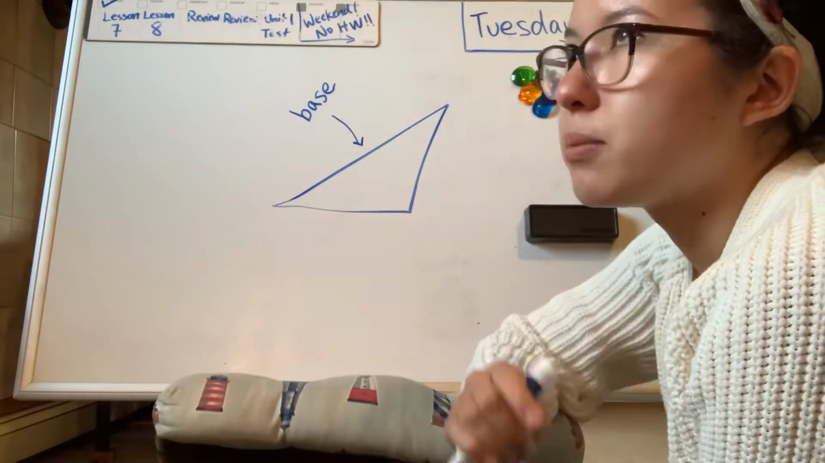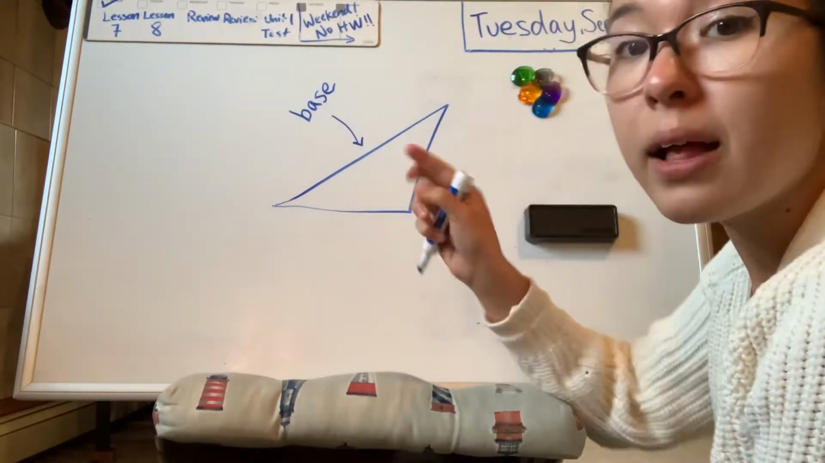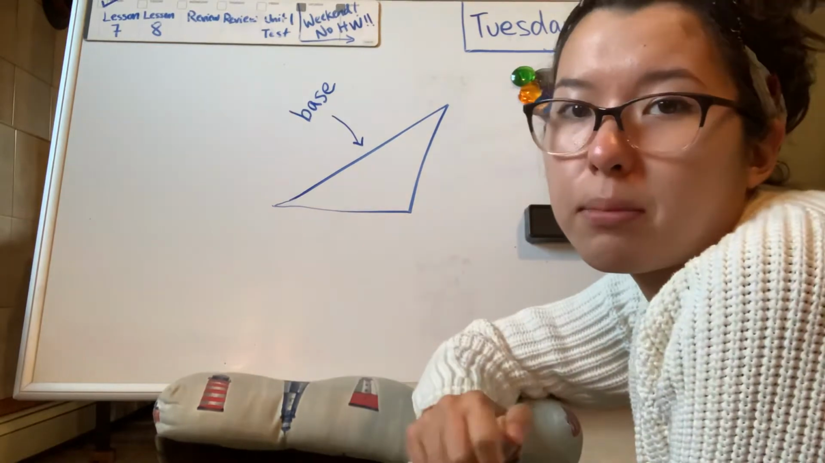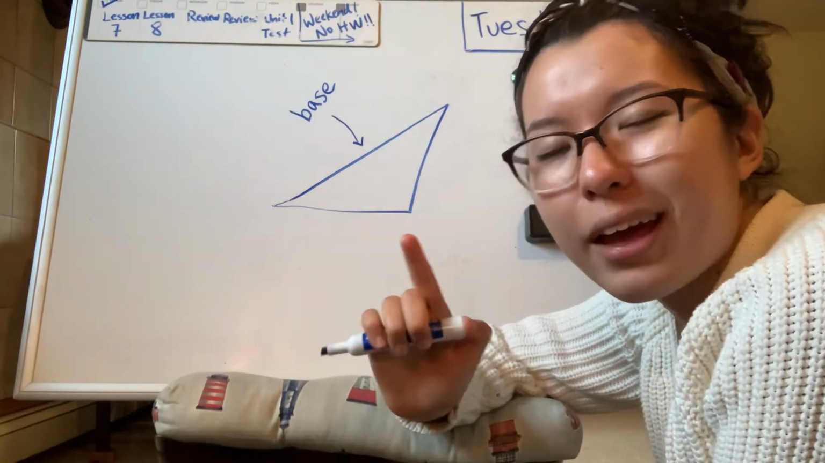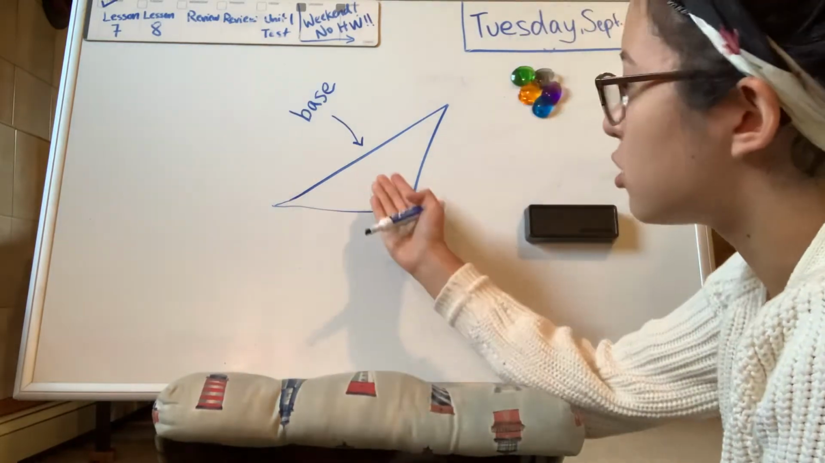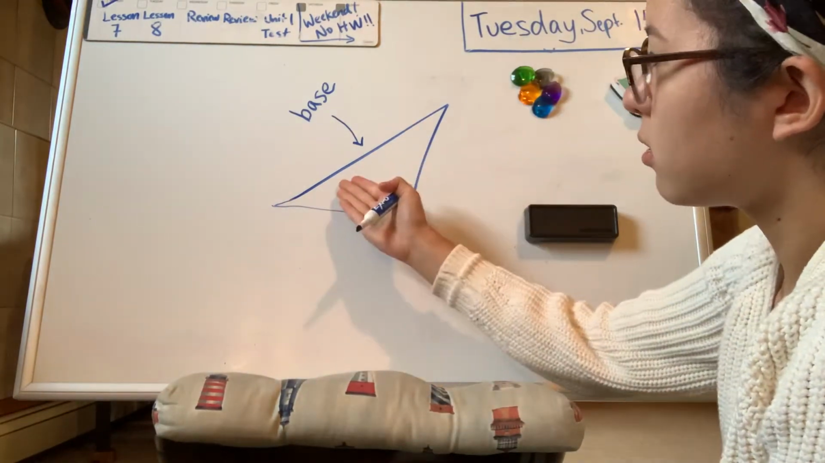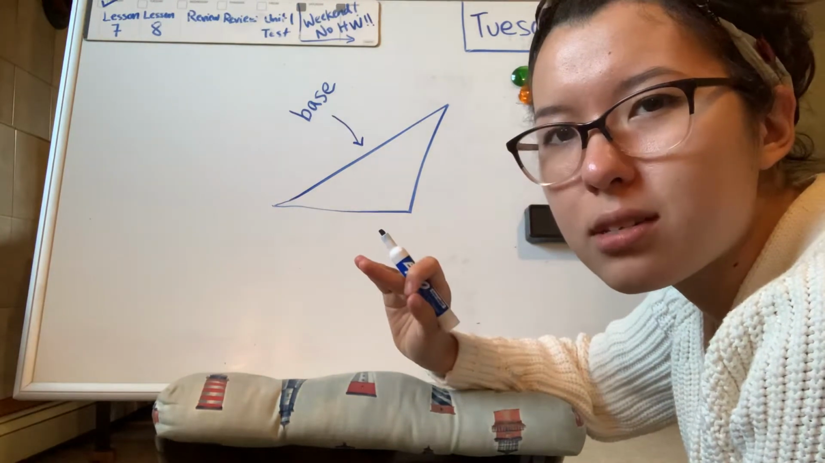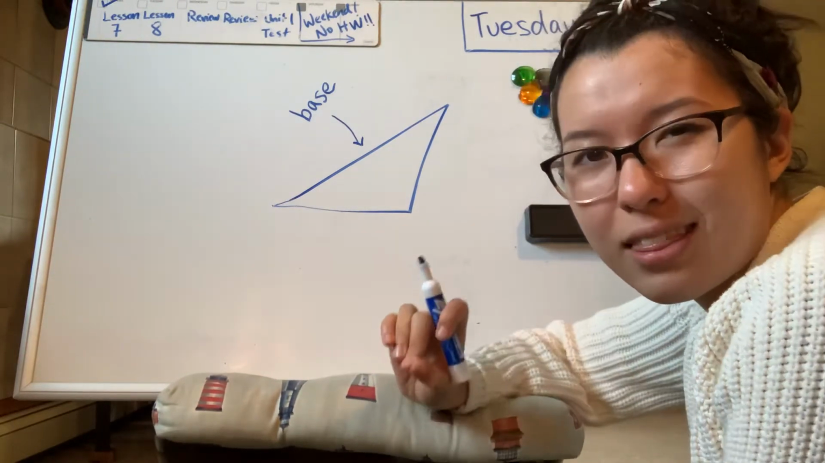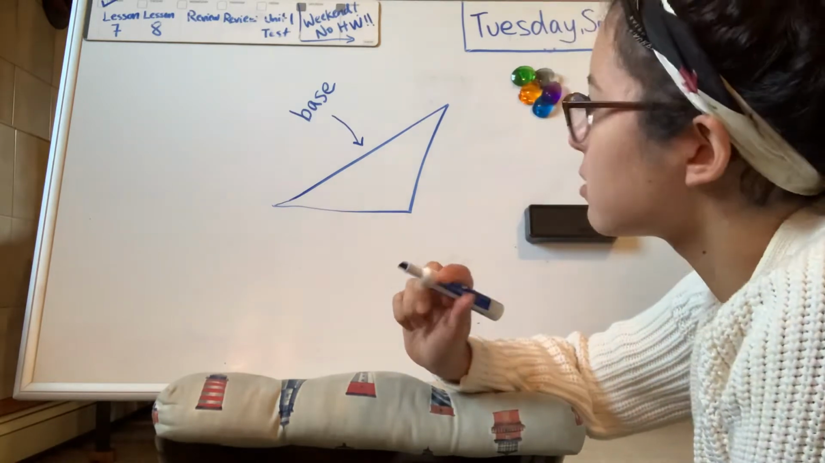Now, I've seen some things on exit tickets like, well, this one's the base because it's the one on the bottom and the bottom is the base. That is a nice assumption, but as we've learned, any side length can be the base. So I can just choose this top side length as the base, and that's perfectly fine. What matters is that I choose the correct height that corresponds with this base.